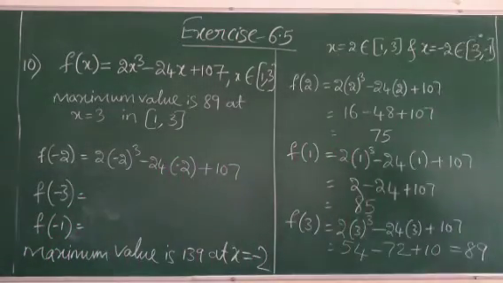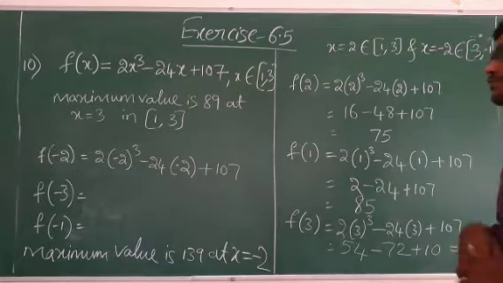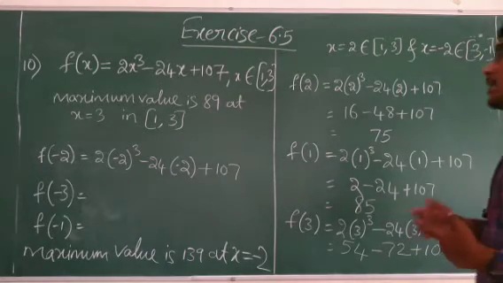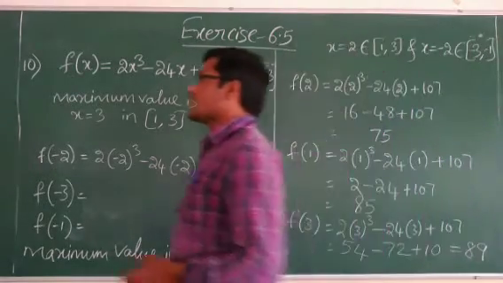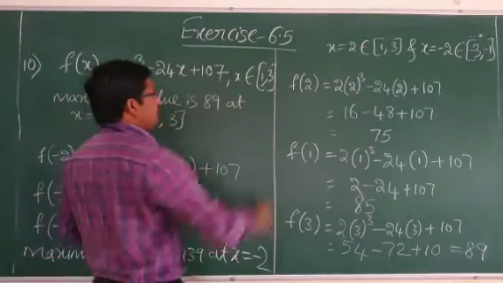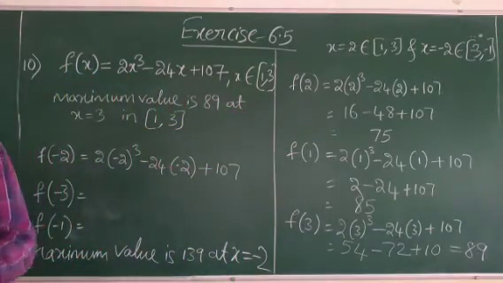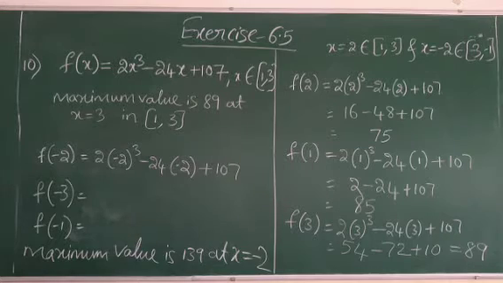So we have two different intervals here, and we are solving the maximum value for both the intervals. The important thing for you to remember here is the closed interval. When we have a closed interval, we have to consider the end points of that interval also.